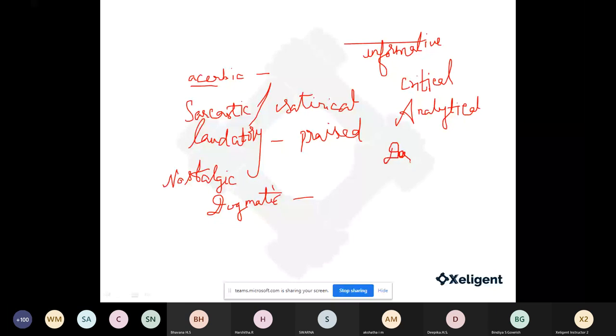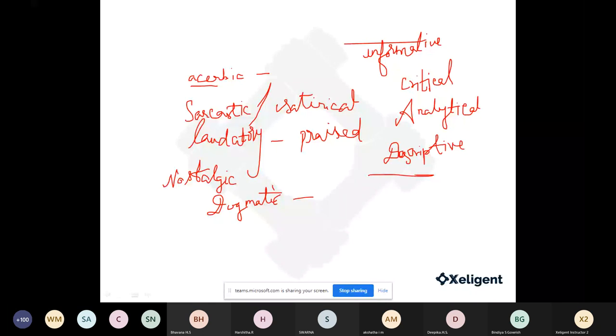Descriptive, as the name itself says, is describing something. So it is a normal passage. It doesn't speak about any of the other tones. It's not acerbic, it's not sarcastic, it's not nostalgic or dogmatic or informative. It's just a normal passage which is having detailed explanation. Okay, so that is descriptive.